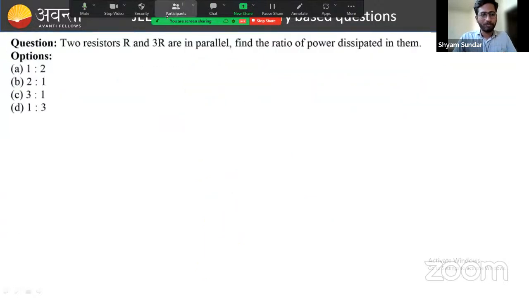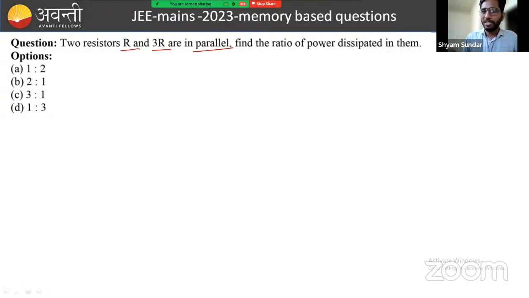Okay, we'll move on. Simple. Two resistors R and 3R are connected in parallel. Find the ratio of power dissipated in them. Right. Power. May I know what is the formula to calculate the power?